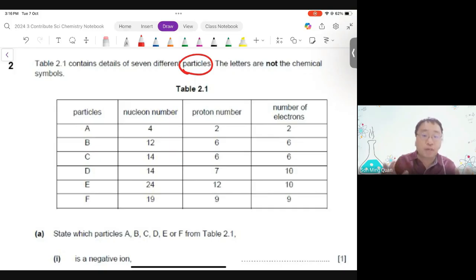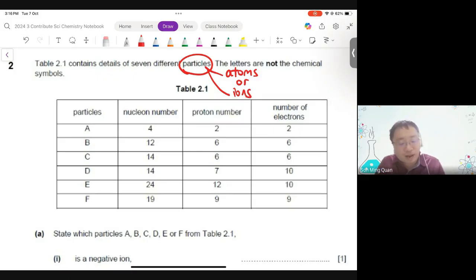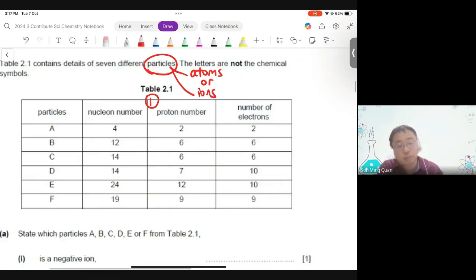Particles means it could be either atoms or ions. You don't know which is which. You have to deduce it yourself. So where do you start? Always start with the proton number. So A is proton number 2.